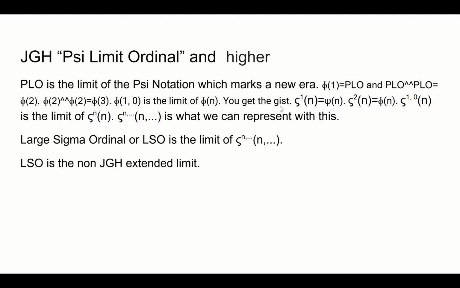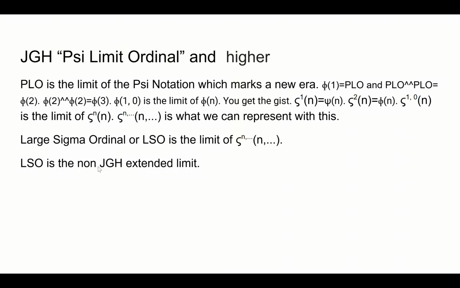You got the gist. Sigma 1 n is equal to psi n. Sigma 2 n is equal to phi n. Sigma 10 n is the limit of sigma n n. Sigma n repeating is what we could represent with this. Large sigma ordinal, or LSO, is the limit of psi n repeating.